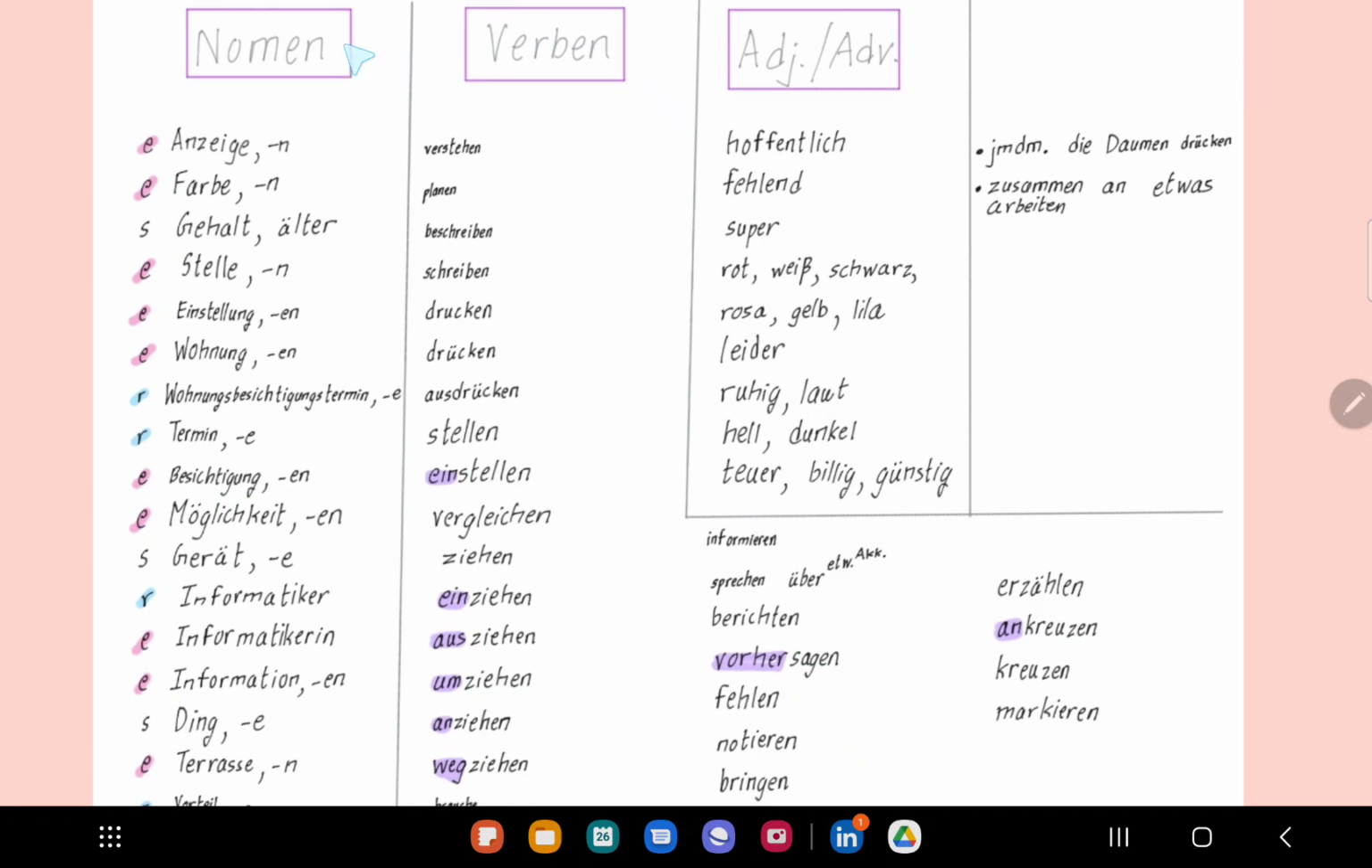In the first part you write new nouns or nouns that you need for daily life. Second column verbs. Third column adjectives, adverbs. Fourth column can be phrases. For example, here: jemandem die Daumen drücken, it means to cross fingers for someone, to wish good luck to someone. Zusammen an etwas arbeiten, it's not an idiom, it means just to work together on something. Wir arbeiten an dem Projekt zusammen.